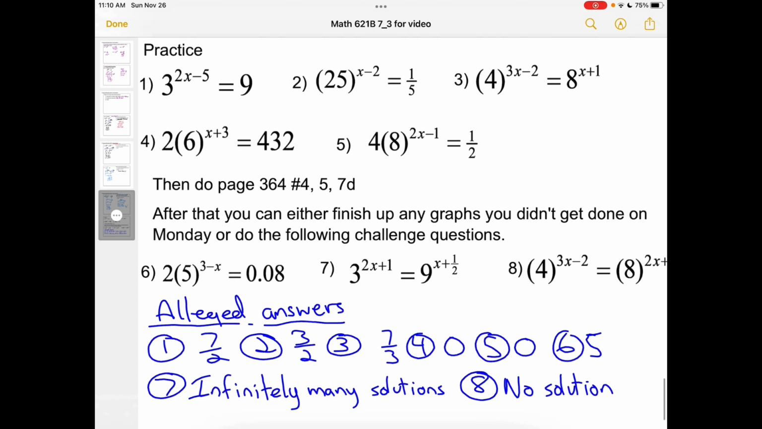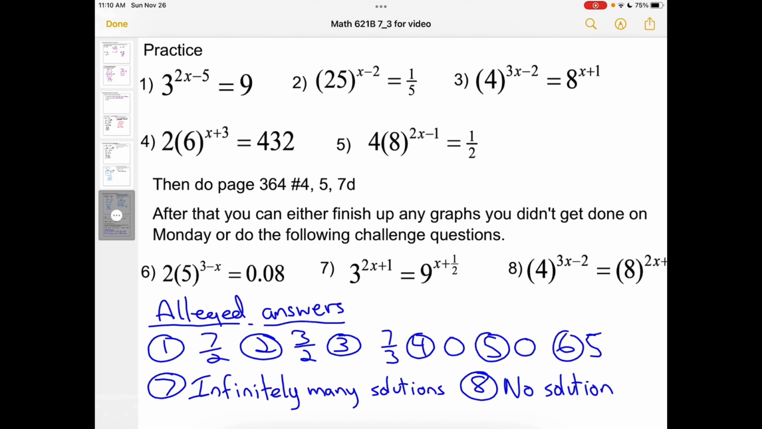So here is our practice. There are 5 questions up top. Those, I think, are fairly straightforward. Maybe number 5 is getting a little challenging. After you do those 5, I'd like you to head to page 364 and do number 4, 5, and 7D.